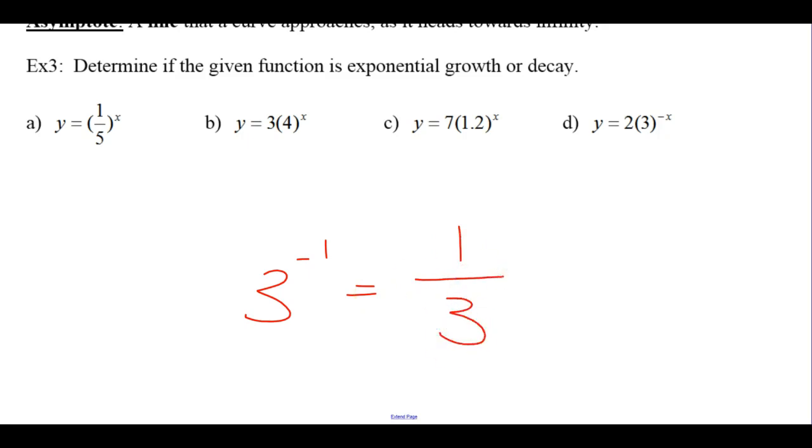Makes it a fraction. Remember, it moves it to the bottom of the fraction. So for example, 3 to the negative 1 is actually 1/3. So a third of something is in fact getting smaller.